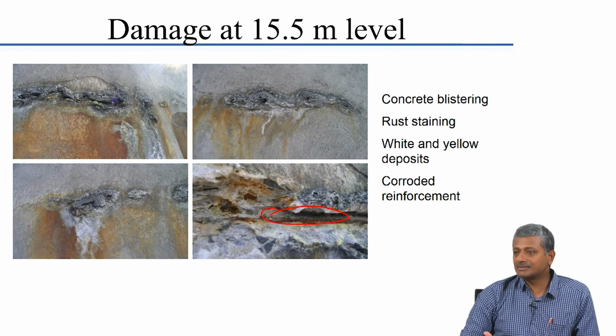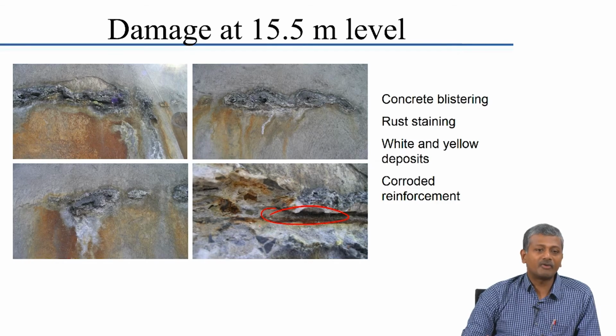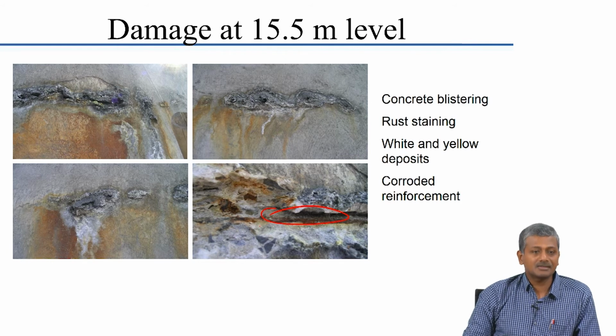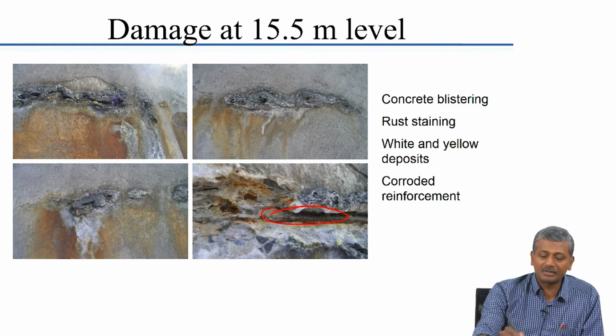This gas with hydrogen sulfide was somehow finding its way through the joints, and when it was coming to the external surface, it was condensing as acid, sulfuric acid. So it is almost like acid attack. You can see the blistering of the concrete surface.